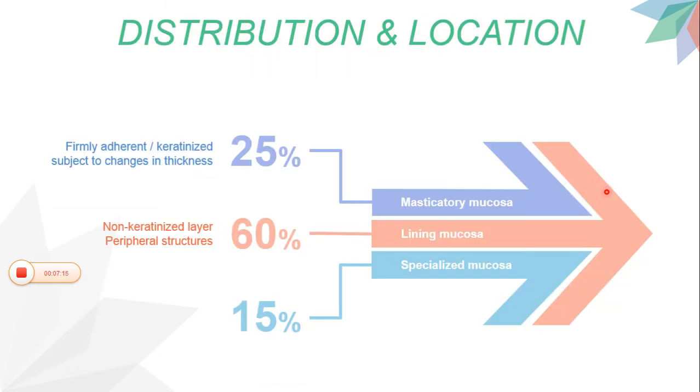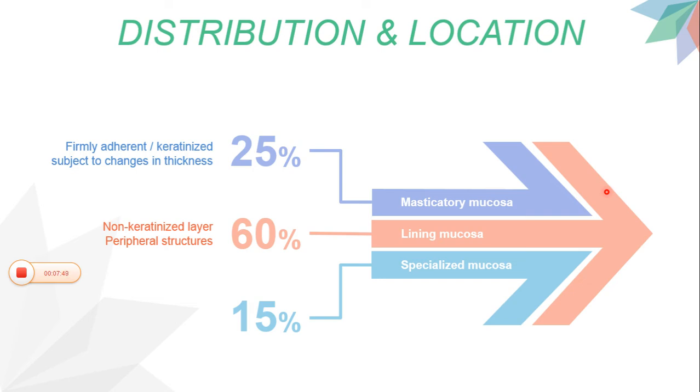The next slide is on the distribution and location of the mucosa. Mucosa in the oral cavity has been categorized as masticatory, lining and specialized mucosa. Masticatory mucosa makes up 25% in total, is firmly adherent, keratinized, and subject to changes in thickness. Most of the masticatory mucosa is located at the supporting structures of the edentulous jaw.